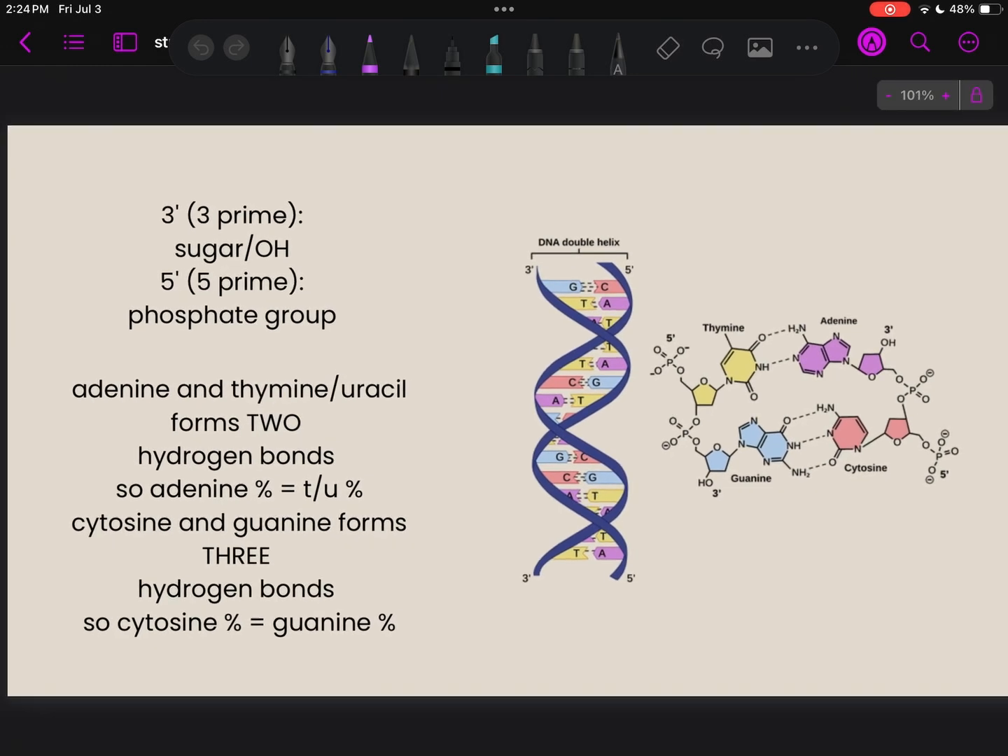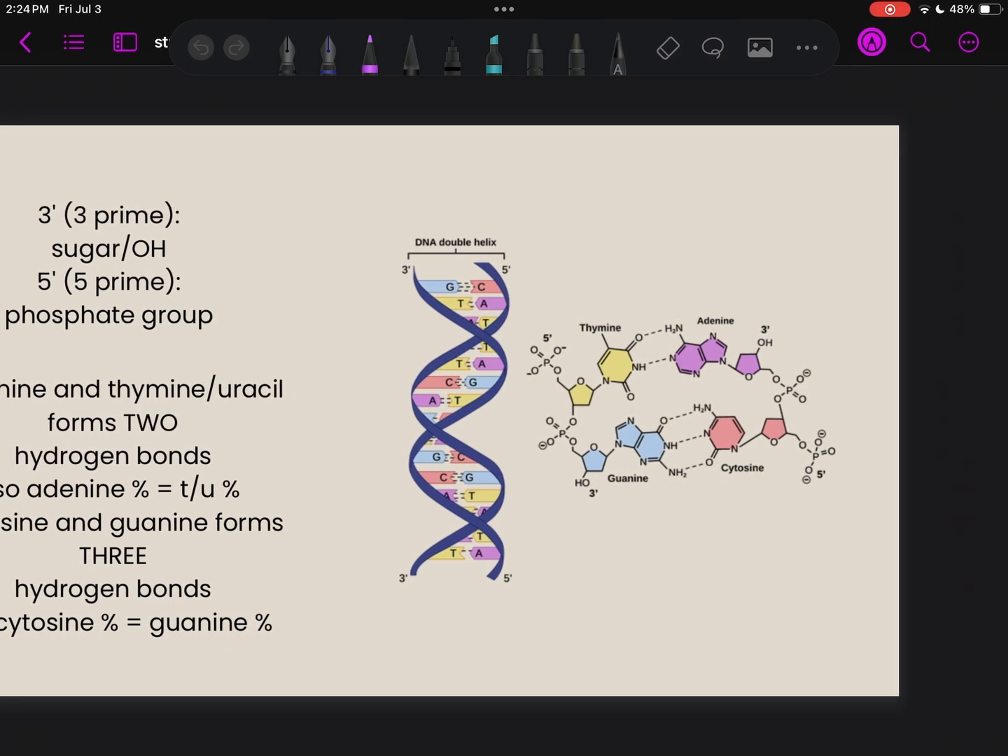And other notable things is that adenine and thymine / uracil form 2 hydrogen bonds together. So the percentage of adenine within a molecule of DNA or RNA would be equivalent to the percentage of thymine or uracil within the molecule. And cytosine and guanine form 3 hydrogen bonds. So the percentage of cytosine would equal the percentage of guanine within these nucleic acids.